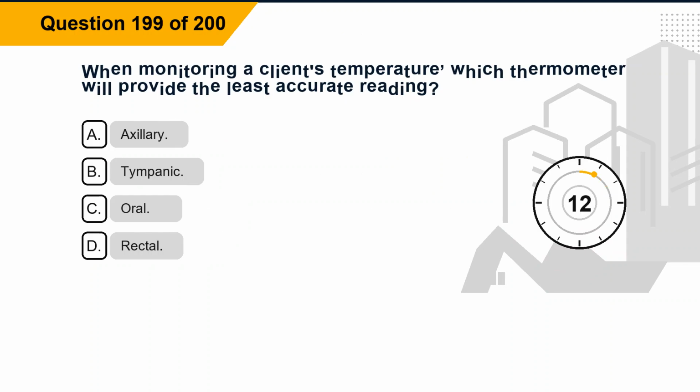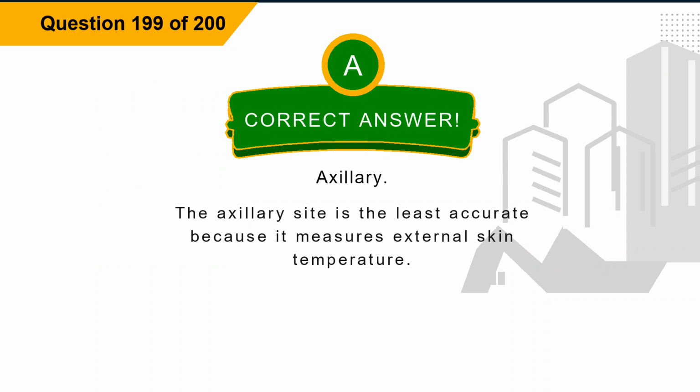Question 199. When monitoring a client's temperature, which thermometer will provide the least accurate reading? Option A. Axillary. Option B. Tympanic. Option C. Oral. Option D. Rectal. The correct answer is option A. Axillary. Explanation. The axillary site is the least accurate because it measures external skin temperature.